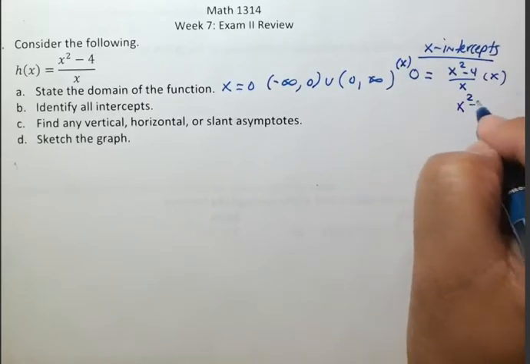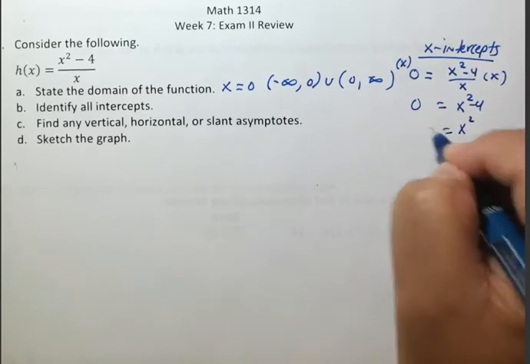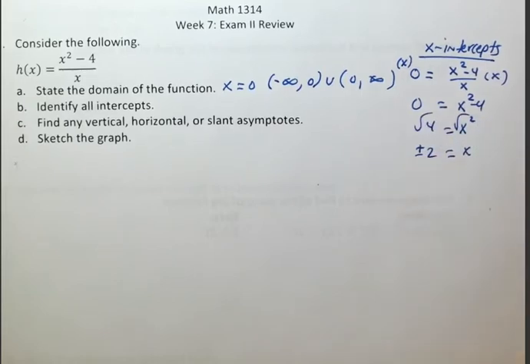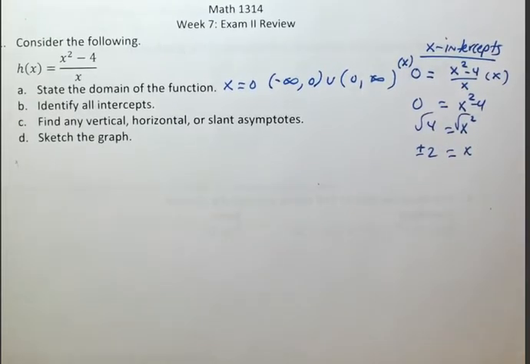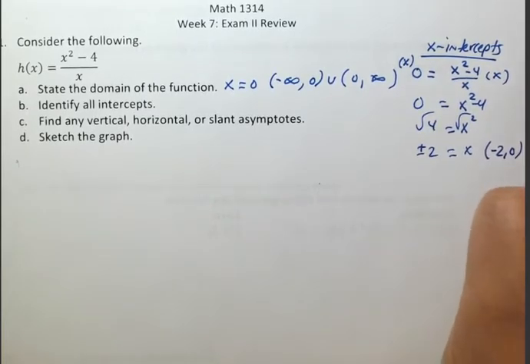So we get x squared minus 4 equal to 0. Add the 4 on both sides. Take the square root. So x is plus or minus 2. So the points that we have here are (-2, 0) and (2, 0).